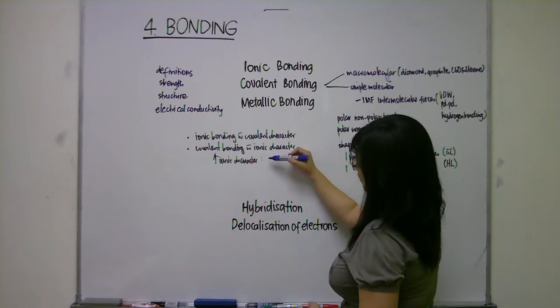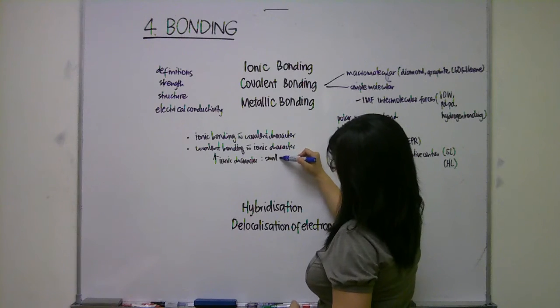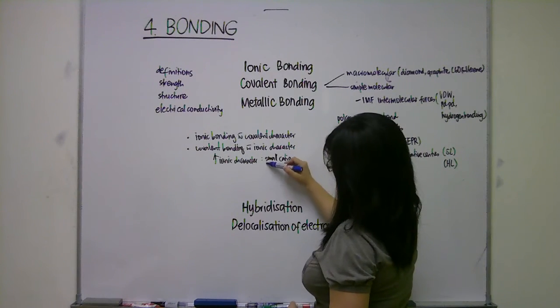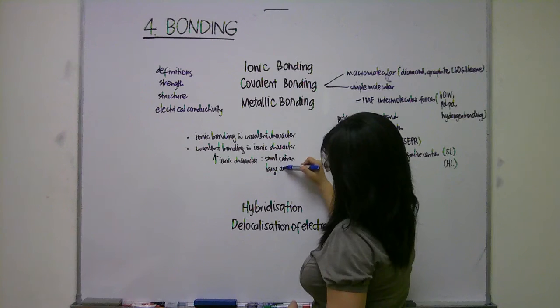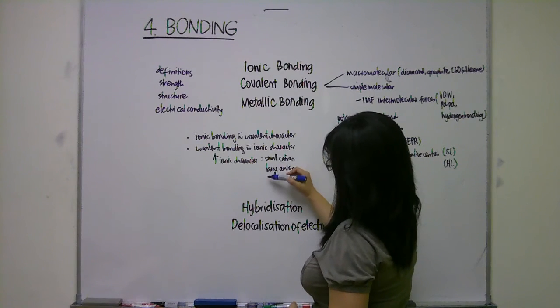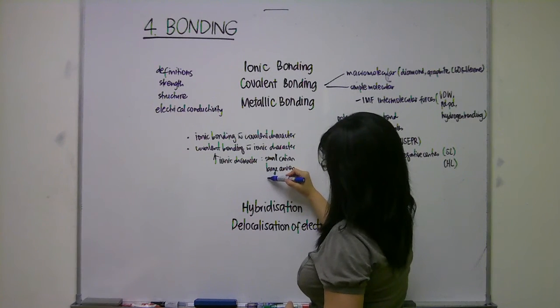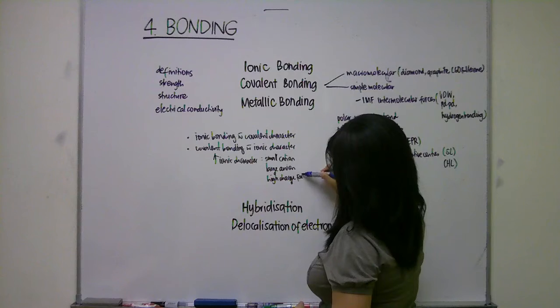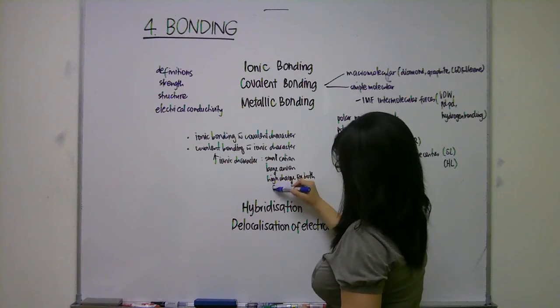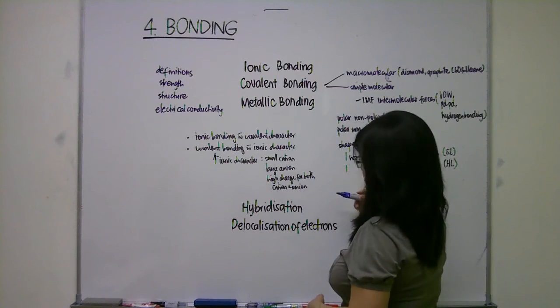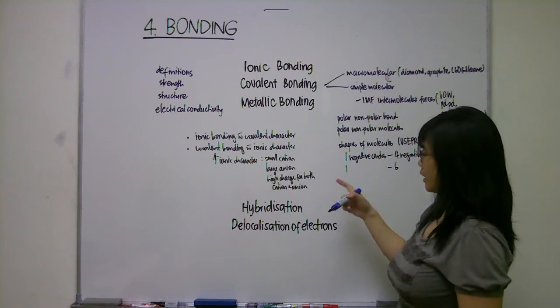You need to have a small cation, large anion, and you need to have high charge for both the cation and the anion.